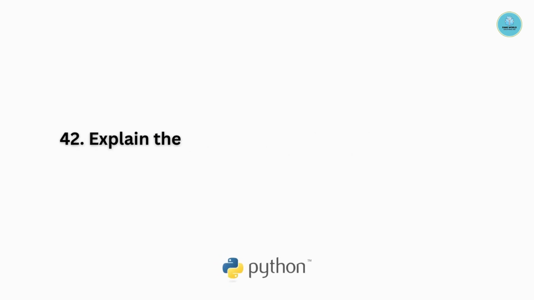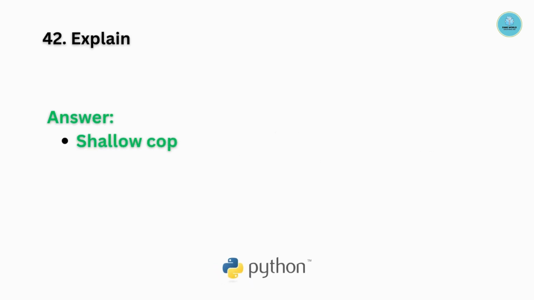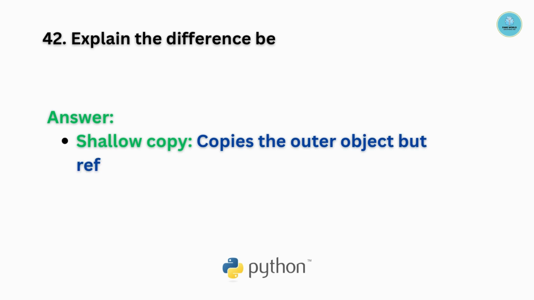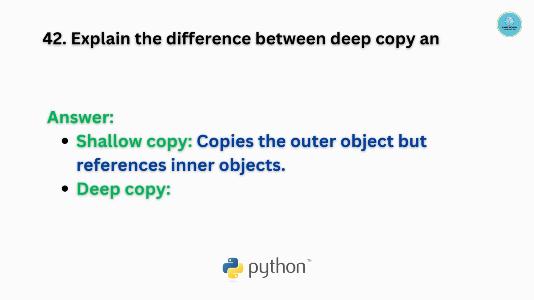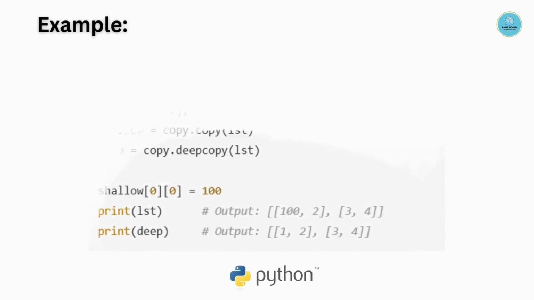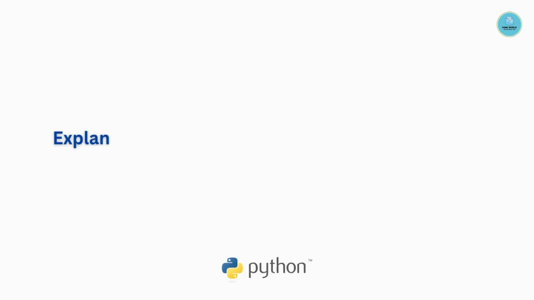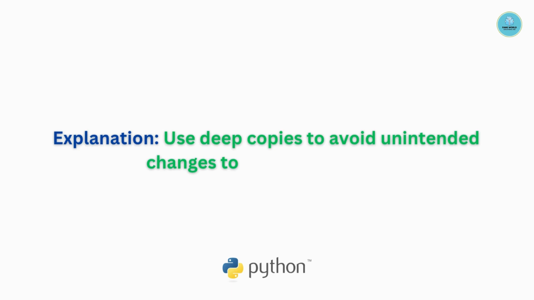Question number 42. Explain the difference between deep copy and shallow copy. Shallow copy copies the outer object but references inner objects. Deep copy recursively copies all objects. Example is as follows. Use deep copies to avoid unintended changes to mutable objects.